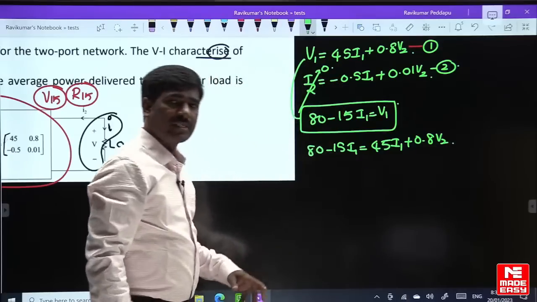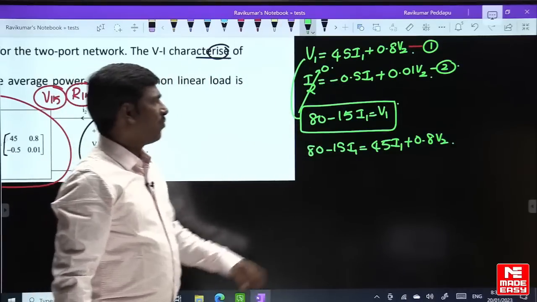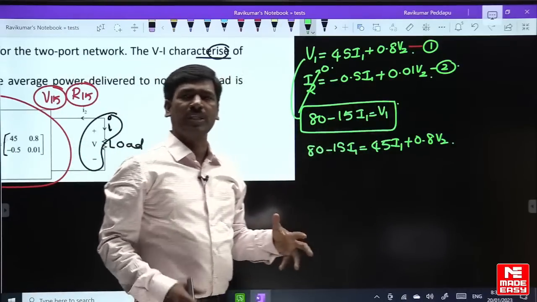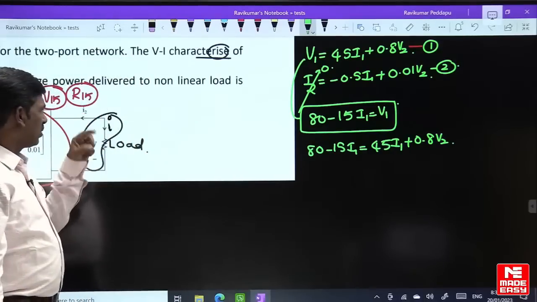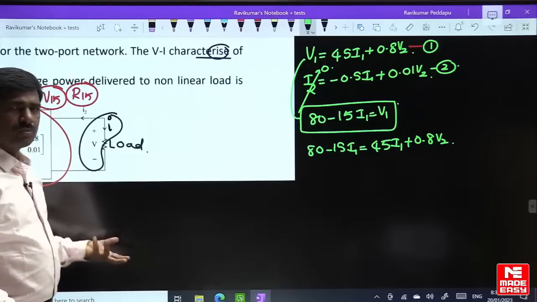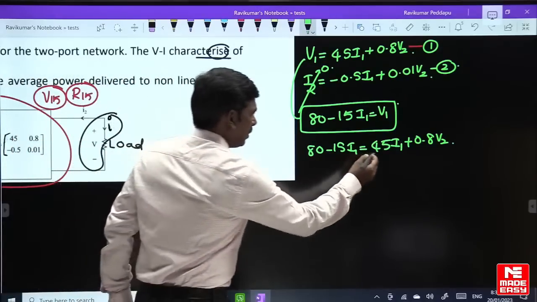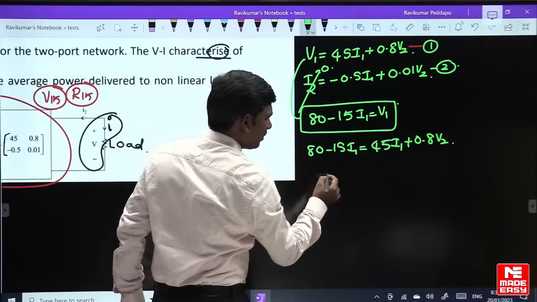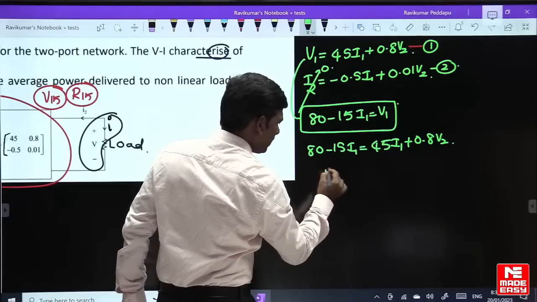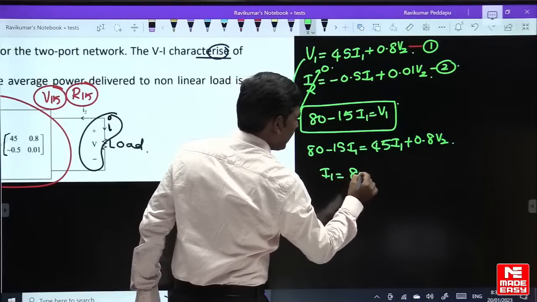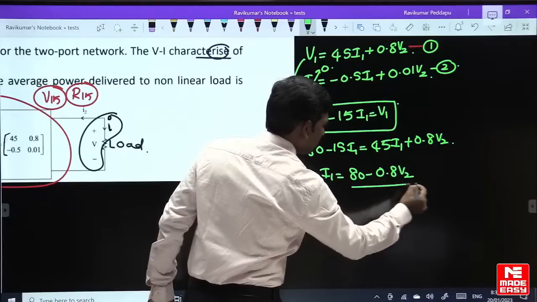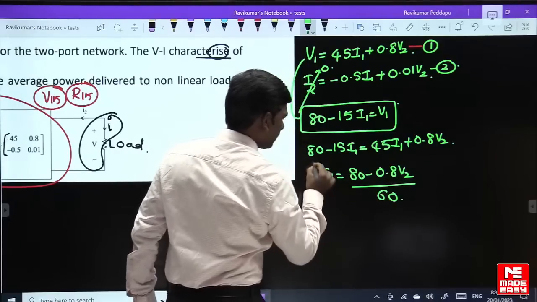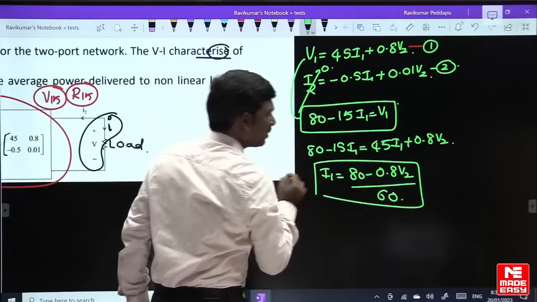Our intention is to find out the V2. V2 is nothing but VTH here. After open circuit, I2 becomes 0. Here is the voltage across, here is V2. I1 is equal to (80 minus 0.8 V2) by 60.